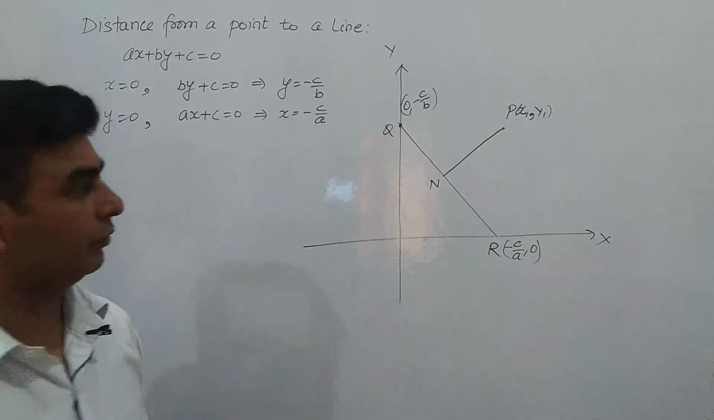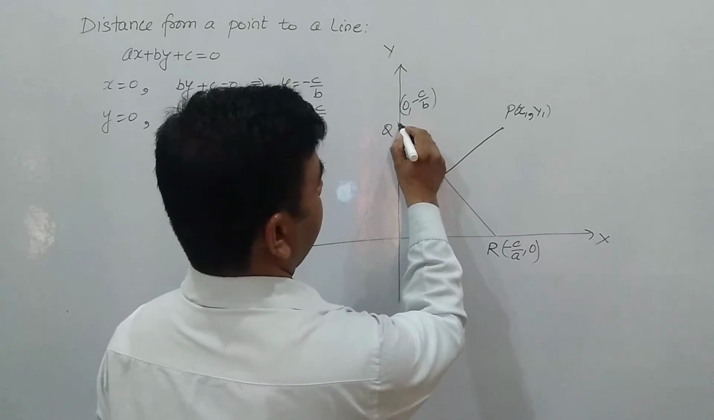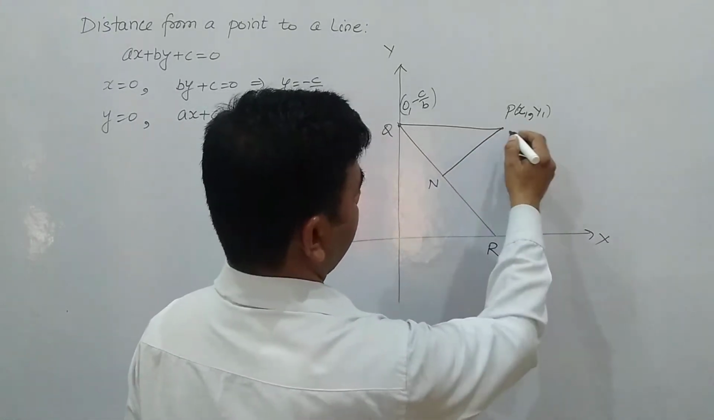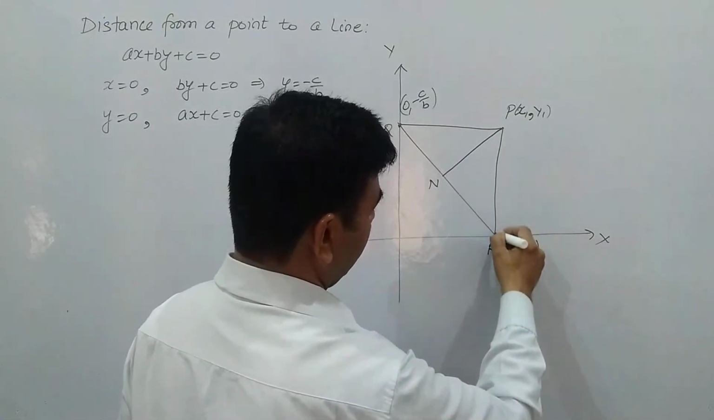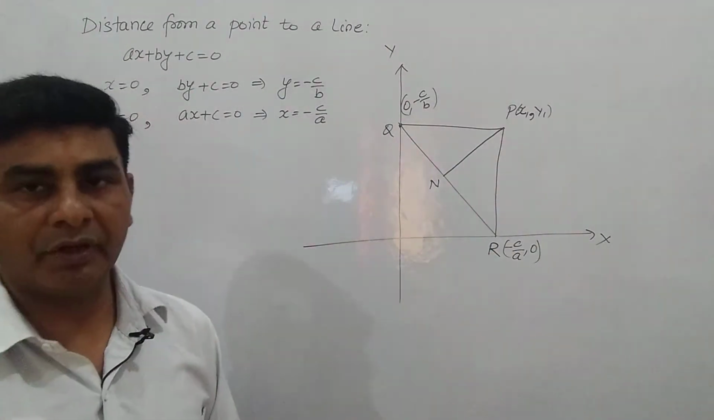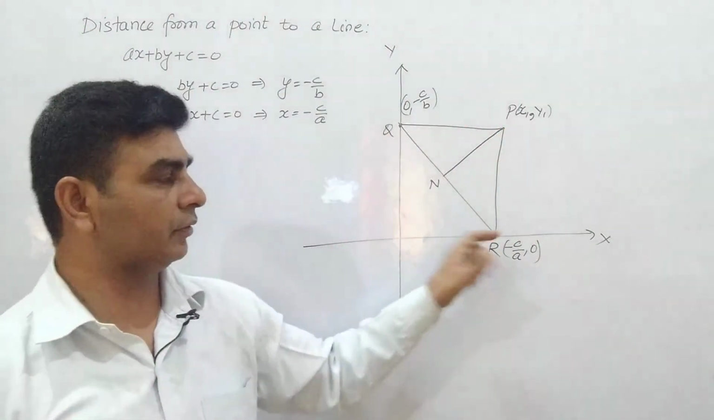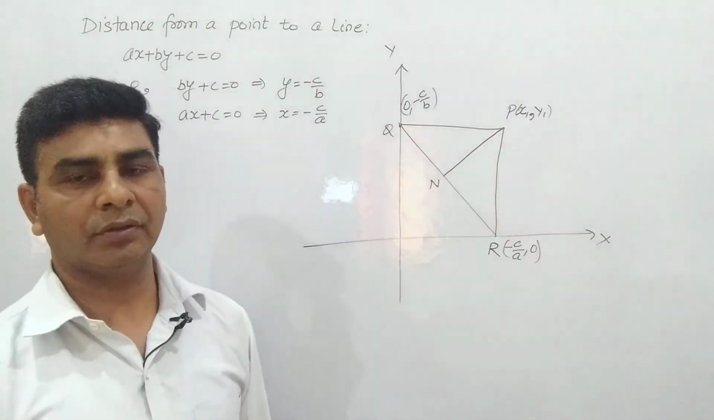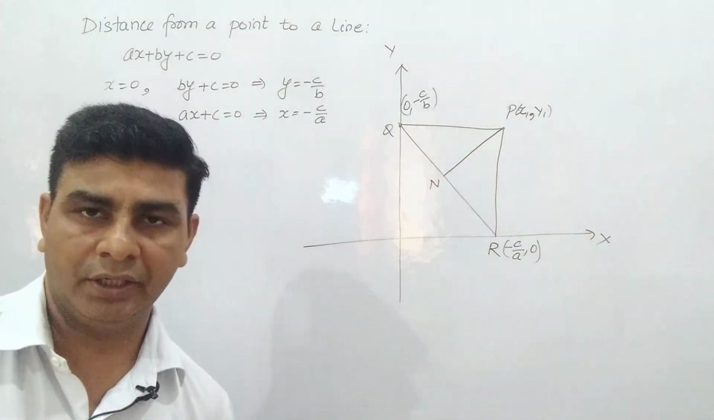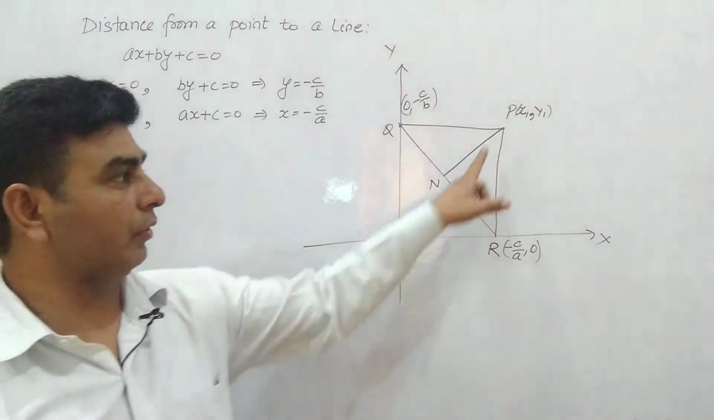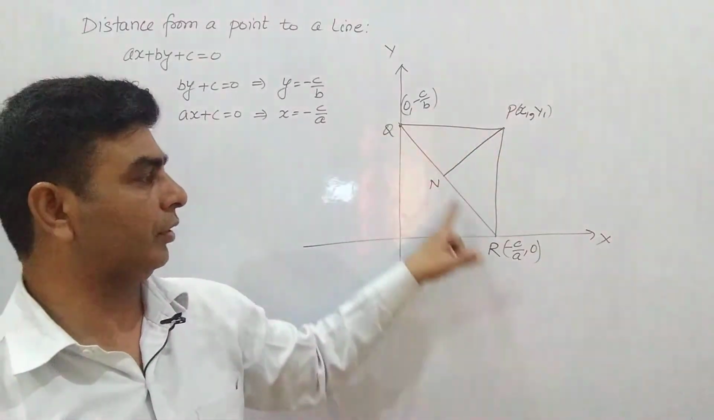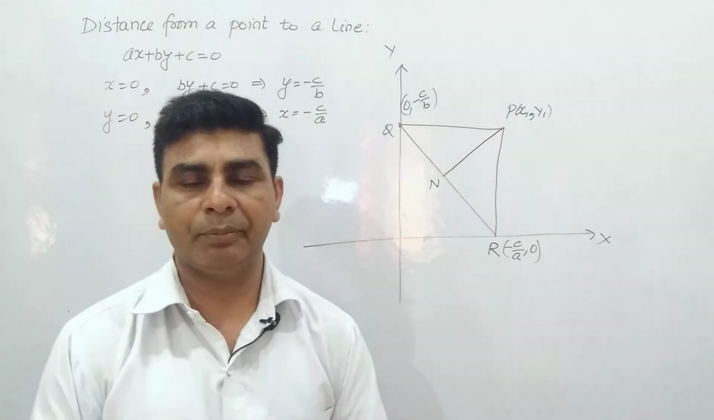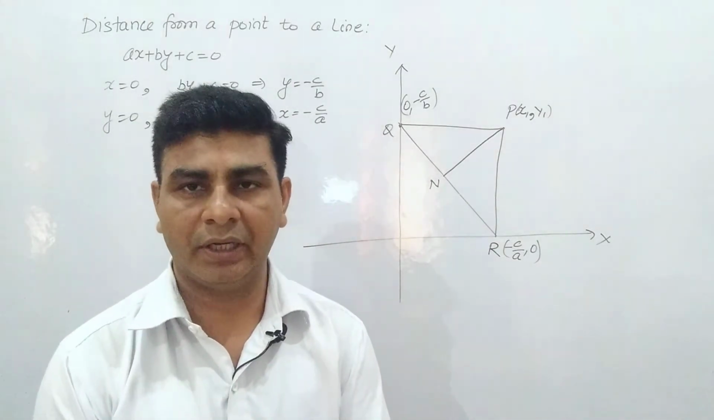Now dear students, what we will do, let's join Q with P and P with R. Now a triangle PQR is formed, and in this triangle we want to find the altitude of triangle PQR. And to find the altitude, my dear students, we can find the area of triangle PQR by two methods.